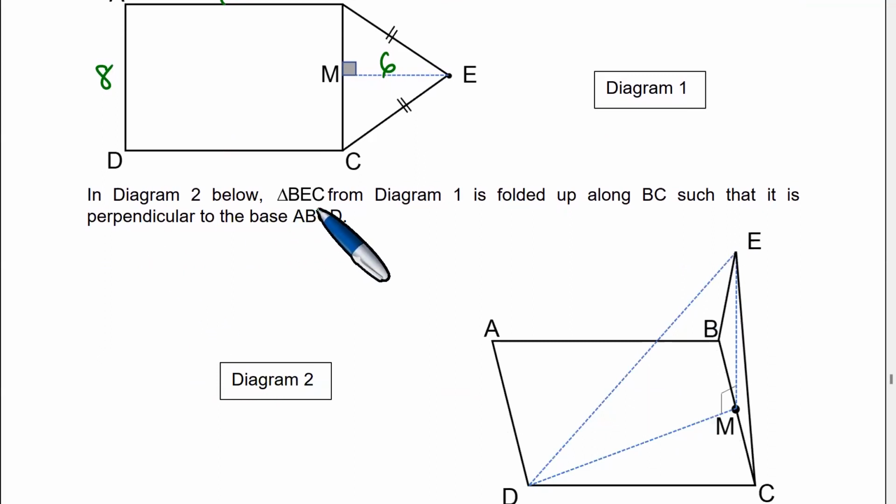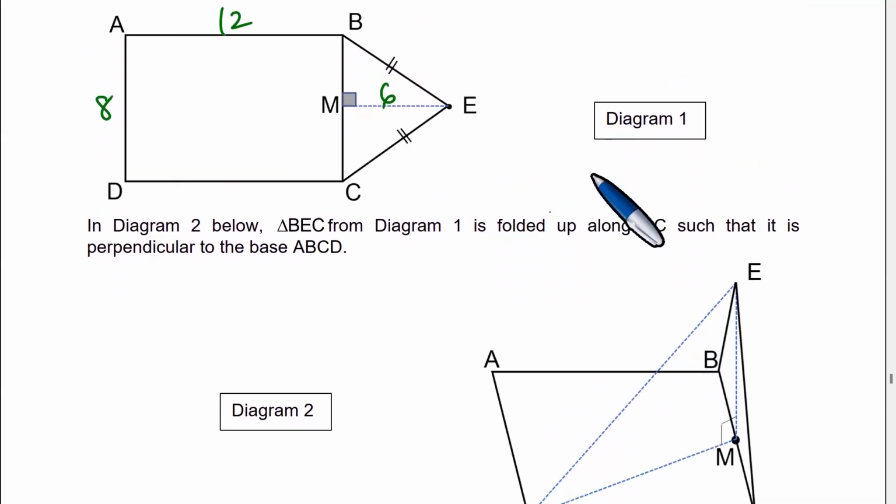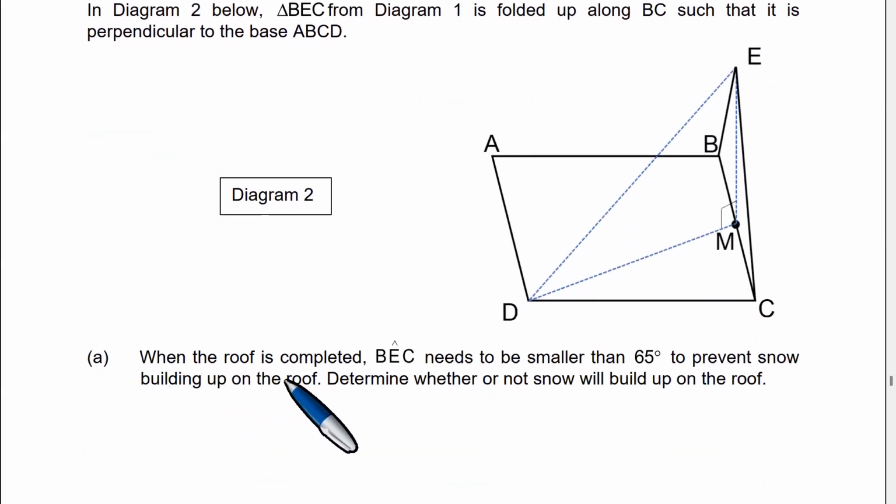In diagram 2 below, triangle BEC from diagram 1 is folded up. Okay? So triangle BEC from diagram 1 is folded up along BC such that it is perpendicular to the base ABCD. When the roof is completed, angle BEC needs to be smaller than 65 degrees to prevent snow building up on the roof because the region is very cold. Determine whether or not snow will build up on the roof.